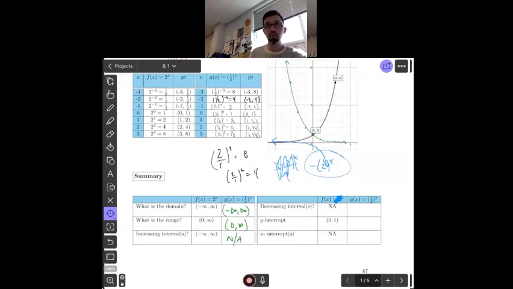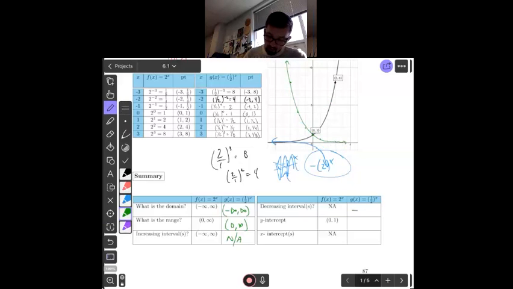The decreasing intervals for the growth function. Well, it'd be kind of weird if a growing function decreased, right? As we go from left to right, it always goes up, so it doesn't decrease. As we look at the decay function, as we go from left to right, it's always going down, always going lower, so it's always decreasing. Or what x values cause it to decrease? All x values will cause it to decrease as we go from left to right.